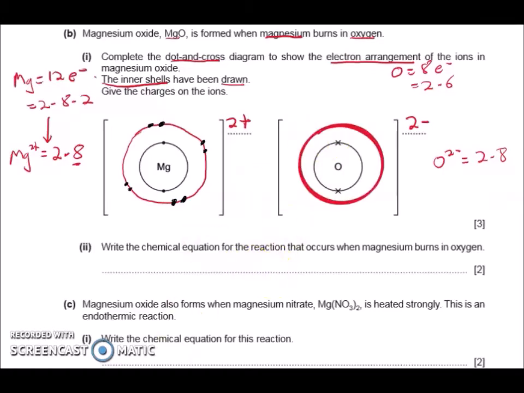Okay, and then we just have to follow this electron. We just put here X as electron. 1, 2, 3, 4, 5, 6, 7, 8. Okay, so this is a drawing which will give you 3 marks. And then they mentioned there, what is the chemical equation for the reaction that occurs when magnesium burns in oxygen.